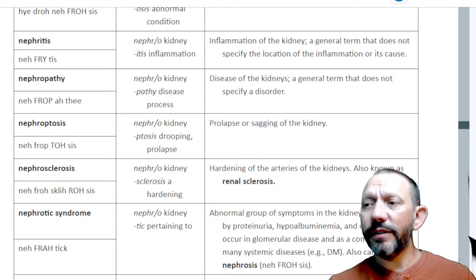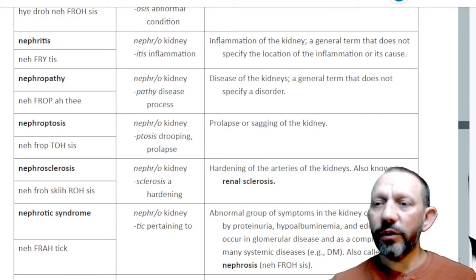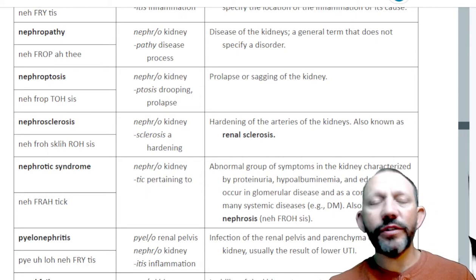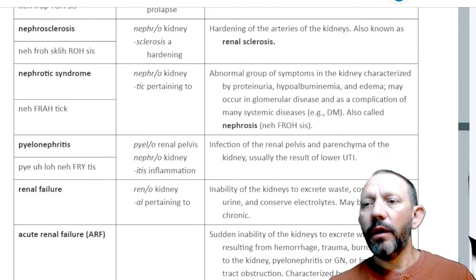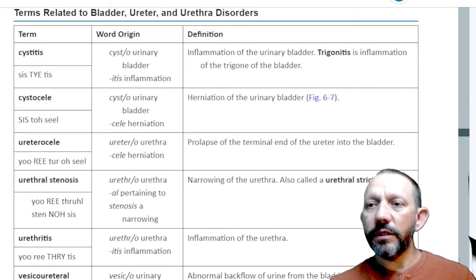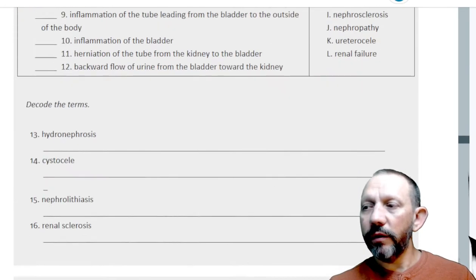Nephroptosis, prolapse or sagging of the kidney. That's a weird one. Nephrosclerosis, hardening. Sclerosis, sclerotic, all mean hardening. Pyelonephritis, renal hypertension. Cystitis, cystocele. Very good. Okay, this is good stuff.